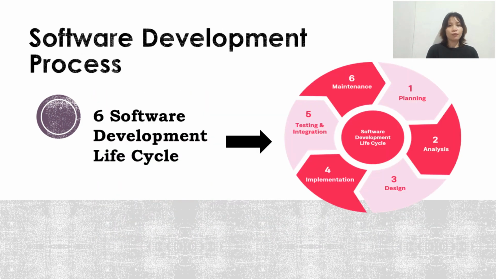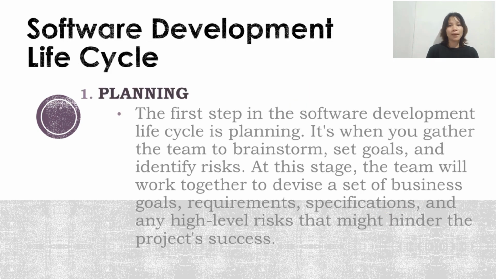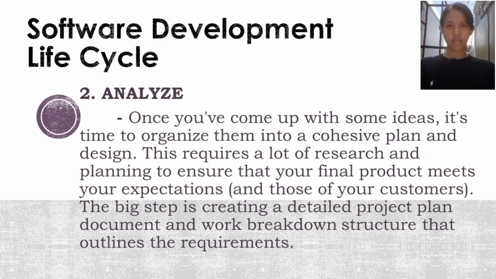We have the software development life cycle. It is a process for creating software that meets users' needs and runs smoothly. We have six major stages. First is planning. Planning involves defining the software's purpose, features, and target audience, considering it like brainstorming and outlining a blueprint.